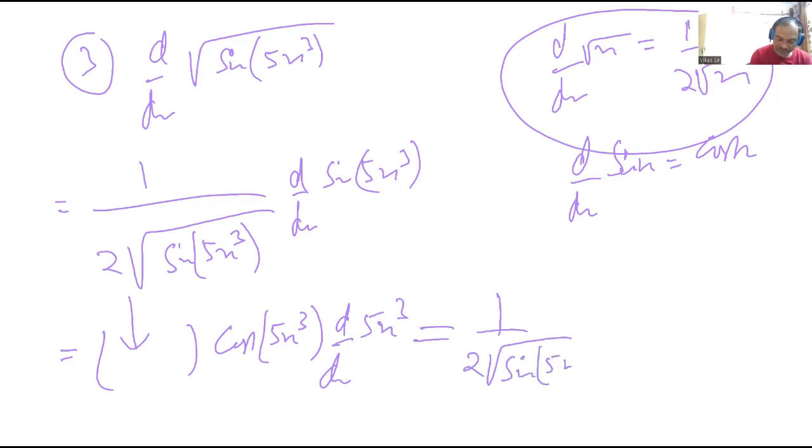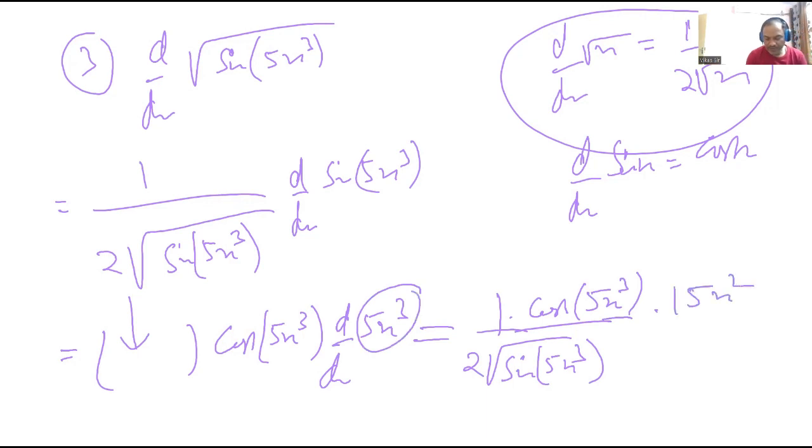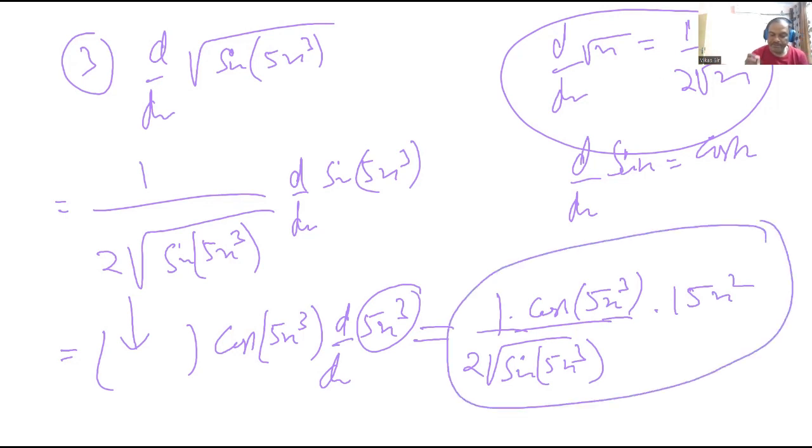Sine 5x cubed times, this is cos 5x cubed. And if we differentiate it, I will be having 15x squared. The whole of the answer is like this. This is the whole part which you will be getting. Clear? We shall proceed further.